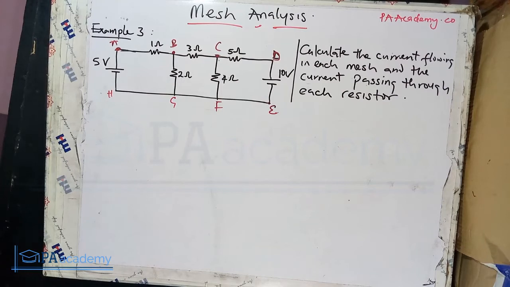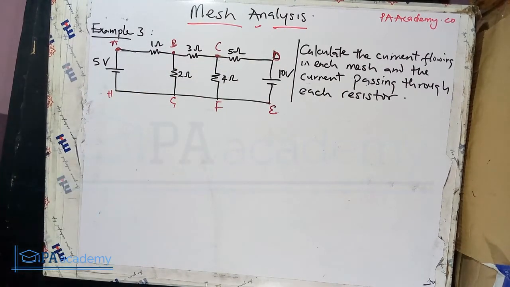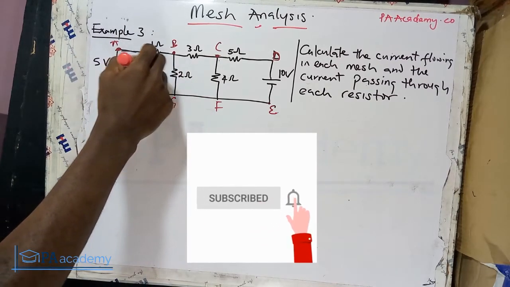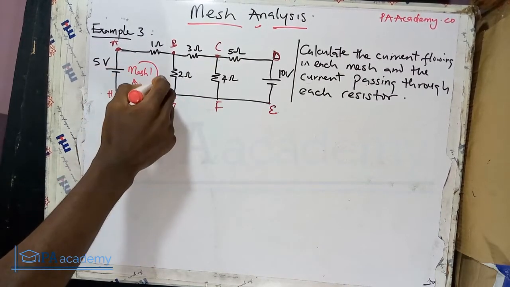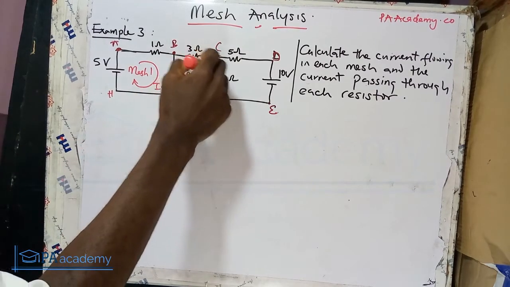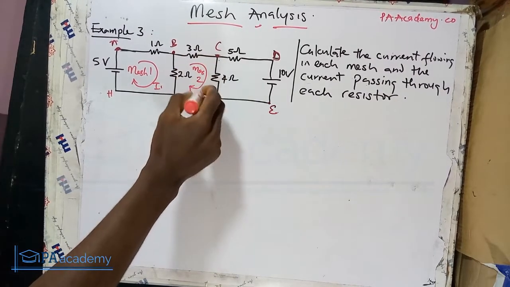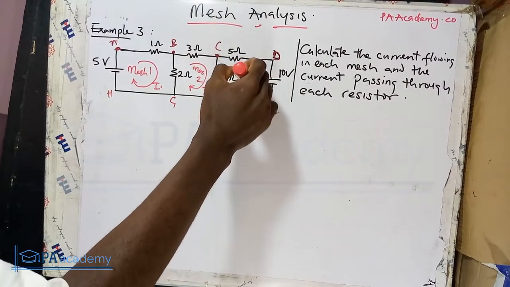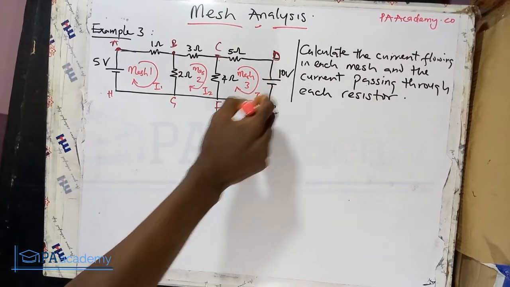Now let's choose our direction of current for each of the meshes. Like I said, I do prefer to start with a clockwise direction. So in a clockwise direction, let's take our current to flow in this direction. This is our mesh 1, and the current in this mesh 1, we've taken to be I1. Then this is our mesh 2, and the current is taken to be I2, and this is mesh 3, and the current here is taken to be I3.